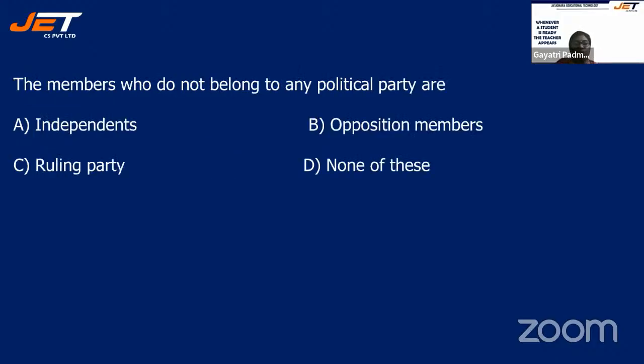The members who do not belong to any political party are called dash. Okay, so the members who do not belong to any political parties are called dash. Independents, opposition members, ruling party or none of these. So we usually call them independent candidates, isn't it? Okay, let's see the answer.